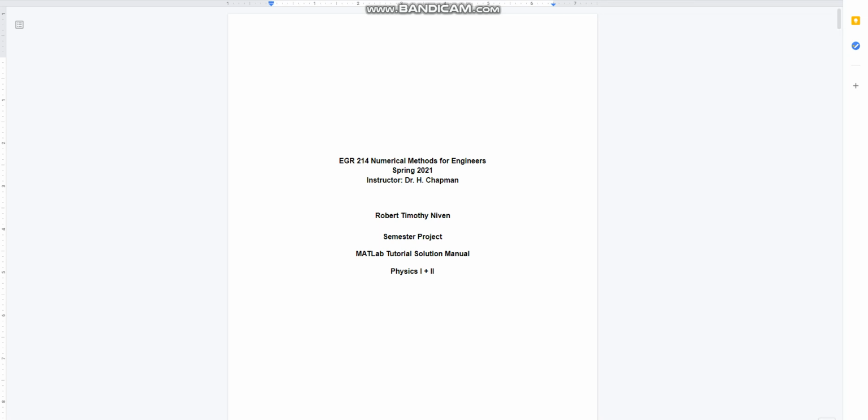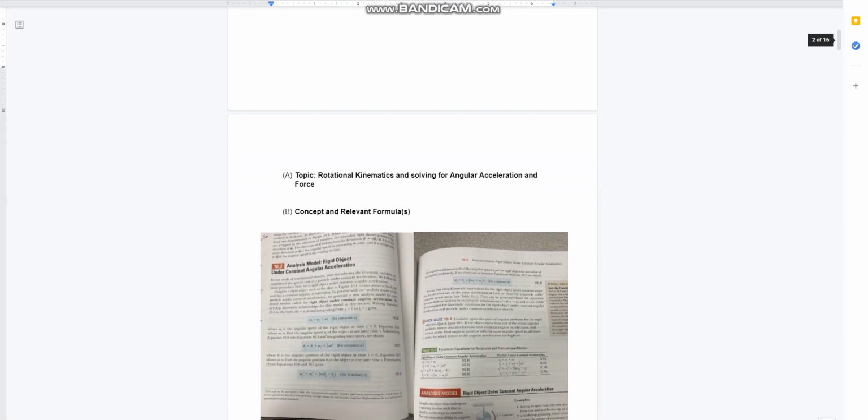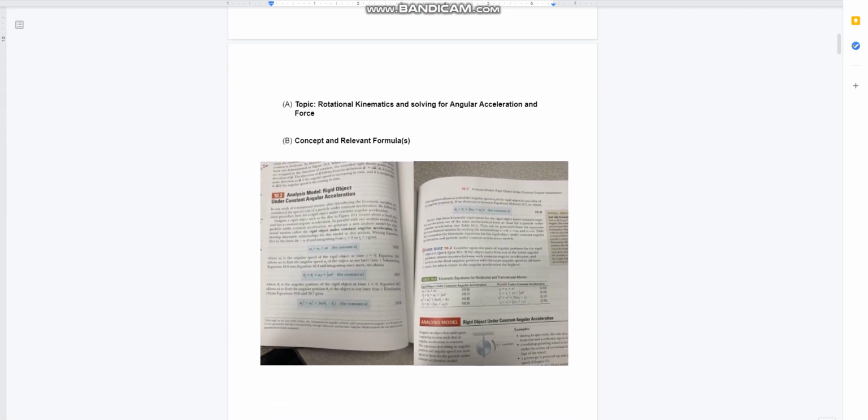Today I have a project demonstrating the power of MATLAB and how to use it in certain scenarios regarding Physics 1 and 2. If we go now to A, our topic for today is rotational kinematics and solving for angular acceleration and force.